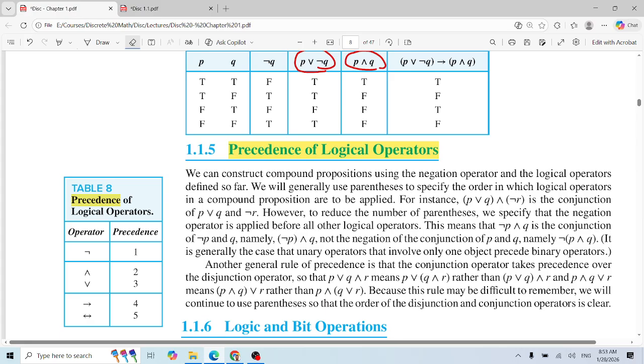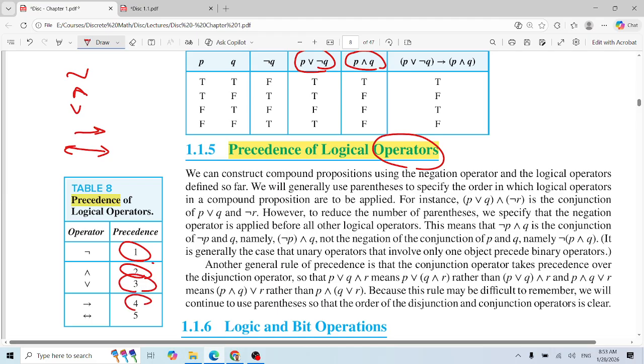Then operators, you know what we mean by operators here? Operators, I mean negation, and, or, then, if and only if, okay? So which one has the priority? Which one is the first? I told you negation is the first. And is the second, it is the strong one. Or is the third one. Then the fourth and the others.